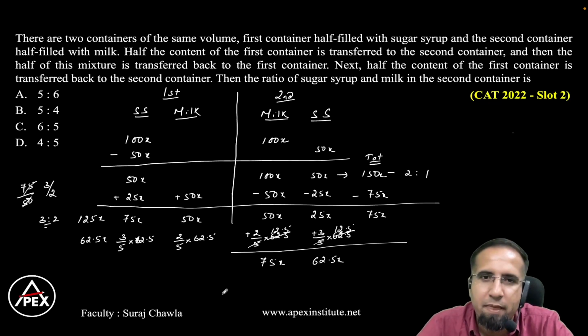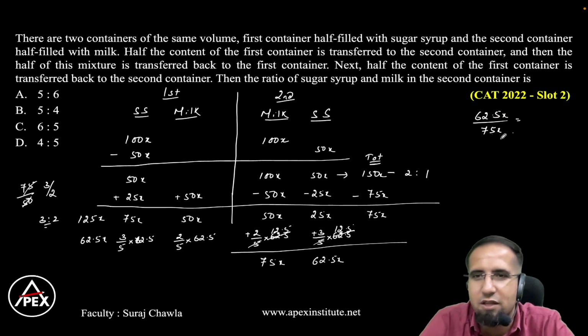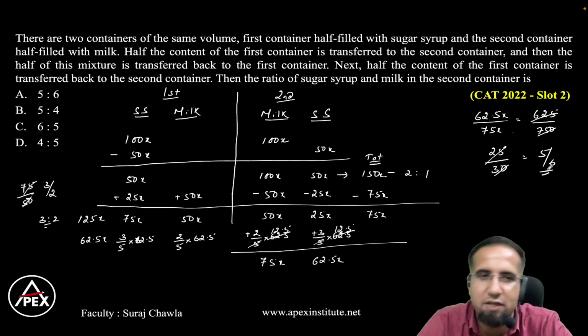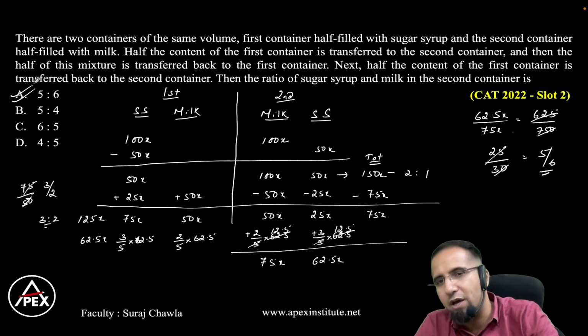62.5x. So when the ratio of sugar syrup is to milk, that means our required ratio is 62.5x divided by 75x, which is nothing but 625 divided by 750. Now this is 25 into 25s and 25 into 30s. 25 by 30 will eventually give me 5:6 as the final ratio, and therefore option A becomes our required answer.